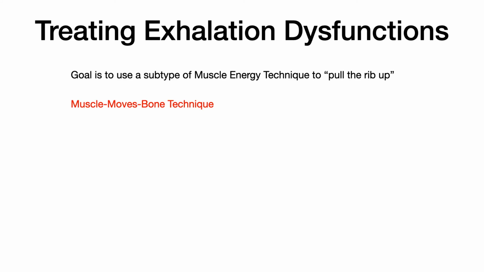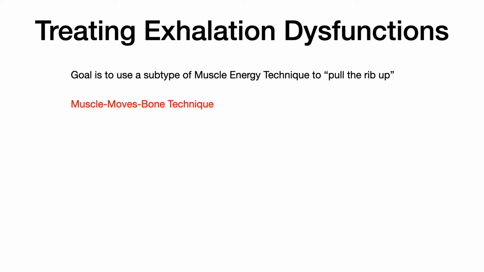In exhalation dysfunctions, we use a subtype of muscle energy to pull the ribs back up because, again, in an exhalation dysfunction, the rib is stuck down. It prefers to go down. And therefore, the goal is to pull that rib back up using what's known as muscle moves the bone technique. Now, technically, muscle moves the bone is a subtype of muscle energy, and the principles are pretty much the same. But the goal is to get the muscle, which is attached to the rib, to contract. And when that muscle contracts and you hold that contraction in a muscle energy like subtype technique, you pull that rib that's stuck down back up.